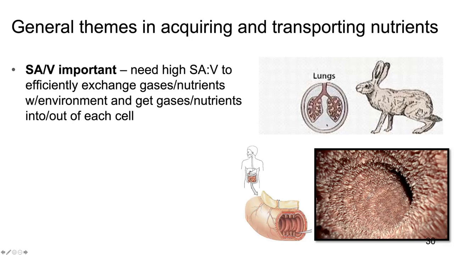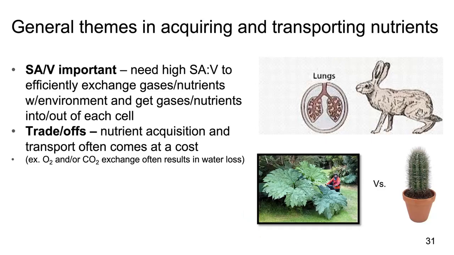Okay, and same deal with lungs. Lungs have a ton of surface area to exchange gases with the environment. So every organ system that we look at that exchanges nutrients or gases typically has a very high surface area to volume ratio. It's a very important theme that we'll touch on over and over again: surface area to volume ratios and structure relating to function.